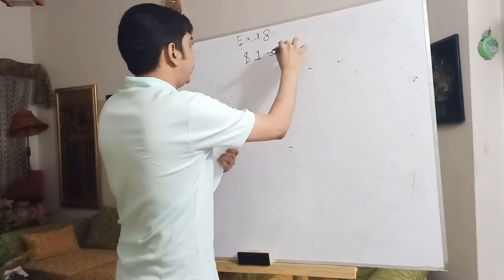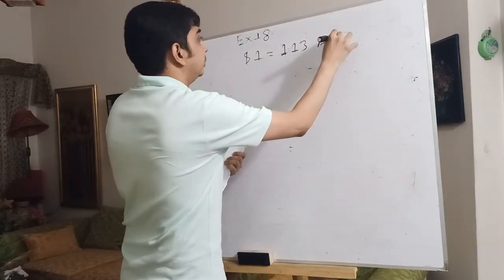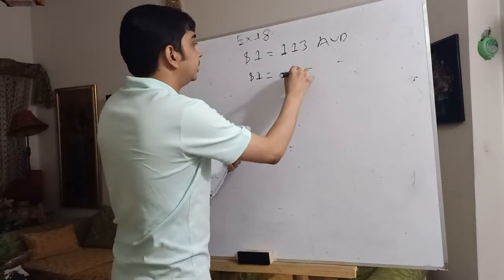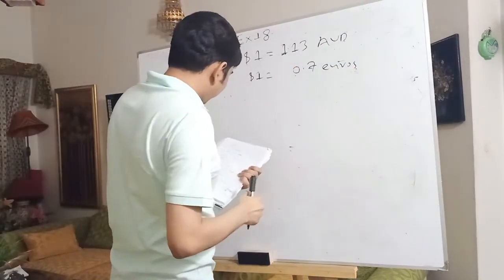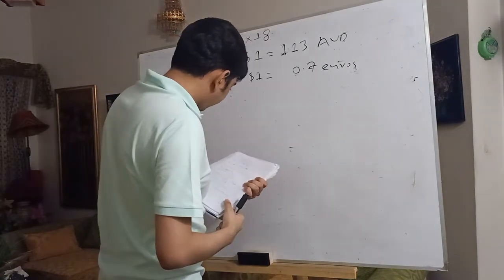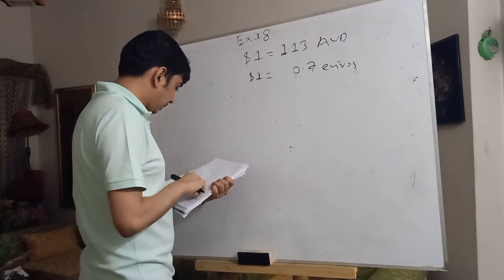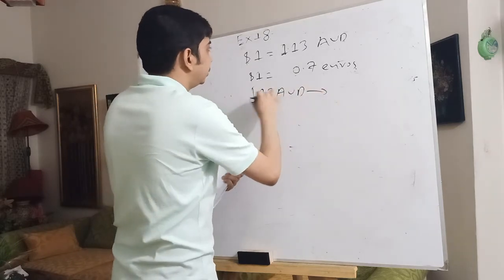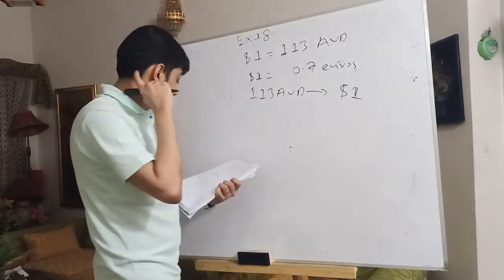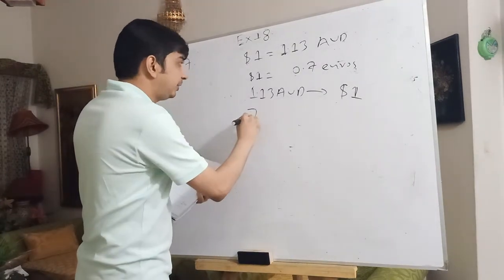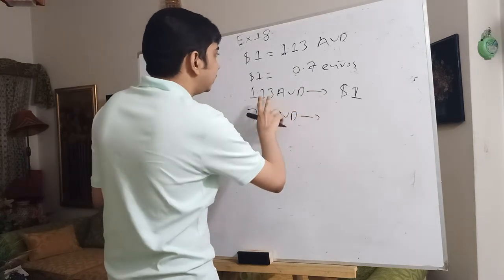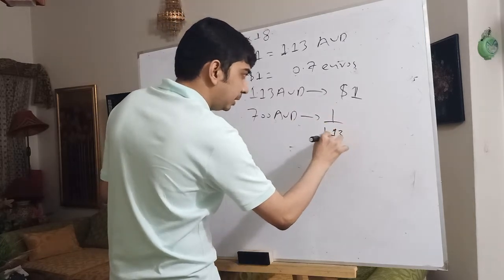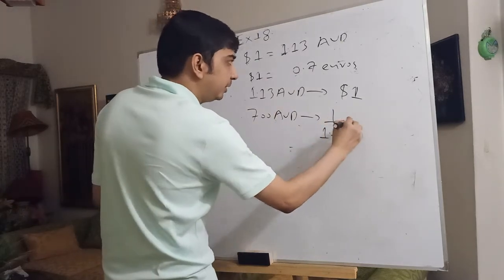$1 is equal to 1.13 Australian dollars. That's the American dollar. And 1 American dollar is equal to 0.7 euros. So basically 1.13 Australian dollars is equivalent to 1 American dollar. Now you actually have 700 Australian dollars. So 1 Australian dollar is going to be 1 by 1.13 dollar, so 700 Australian dollars is going to be this into 700.